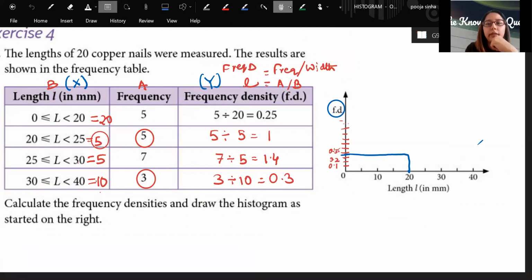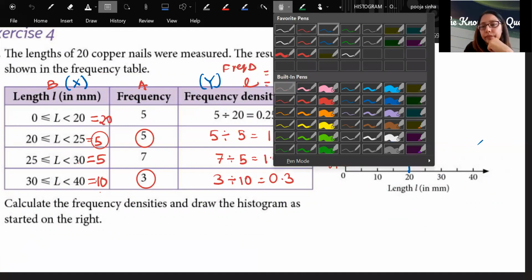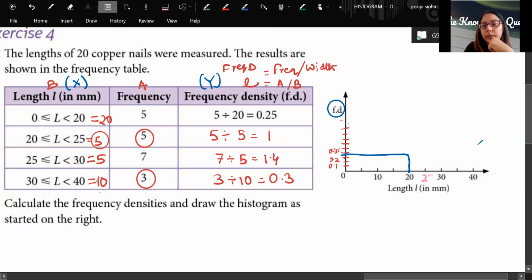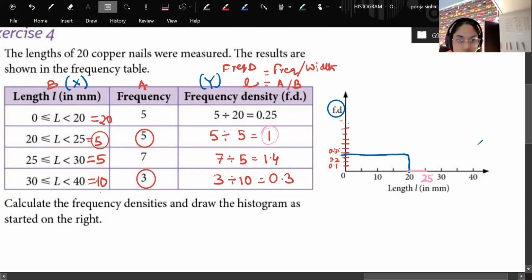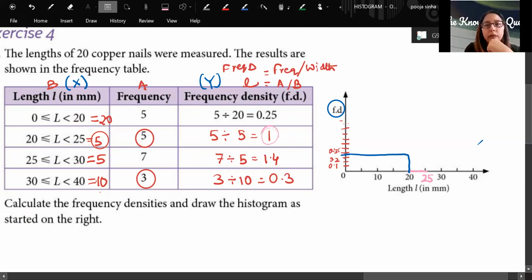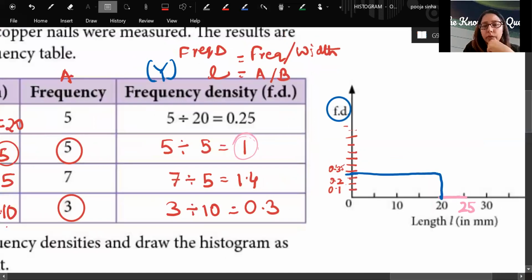Alright. Now the next one should be 20 to 25, which means what should be the next one? Up till where? This is 25, right? In between. So this is ye yahan se yahan tak hona chahiye. But what should be the height? Height should be up till 1. But we are doing the second one now. So I need to figure out where is 1. 0.1, 0.2, 0.3.